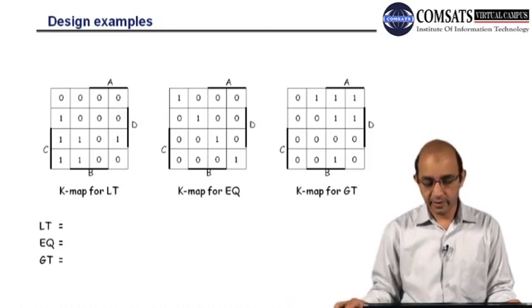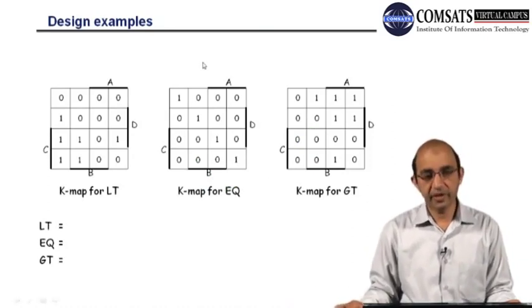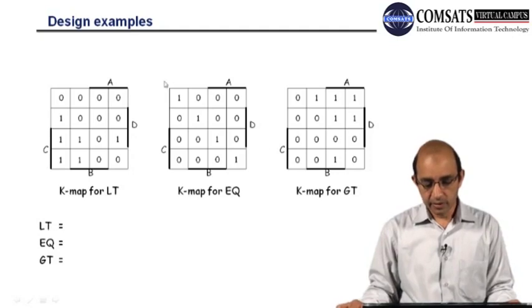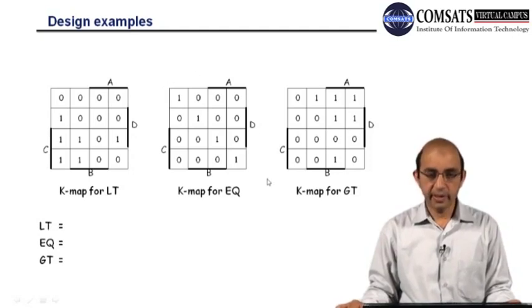So here let's talk about some simplification. If you look at this middle table, you can see that we have ones at the diagonal.